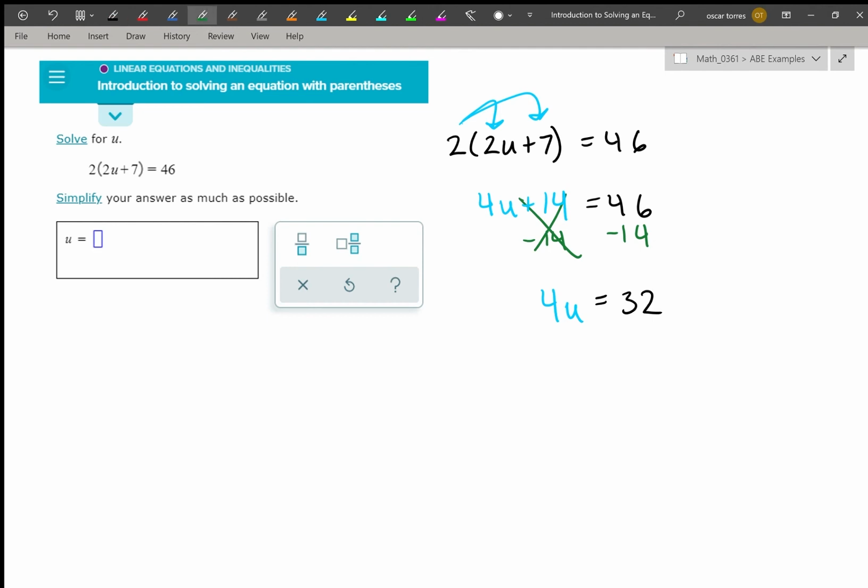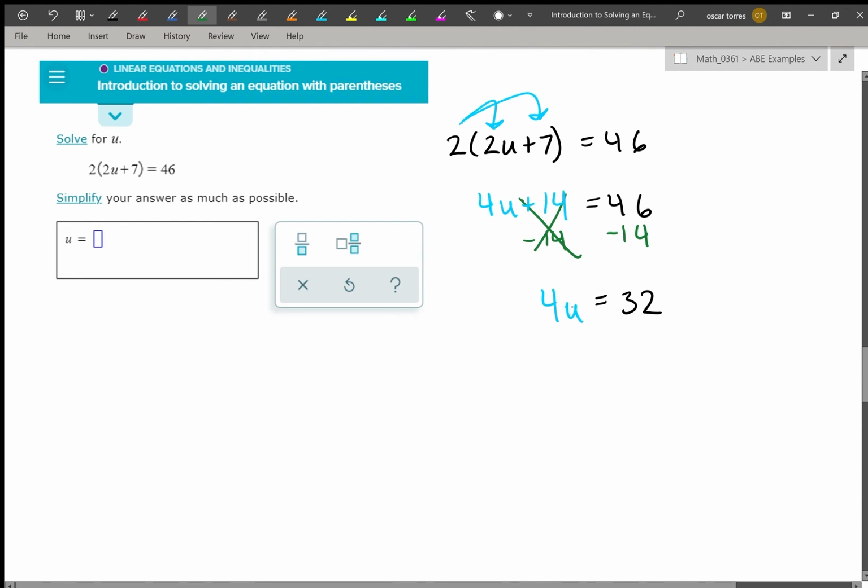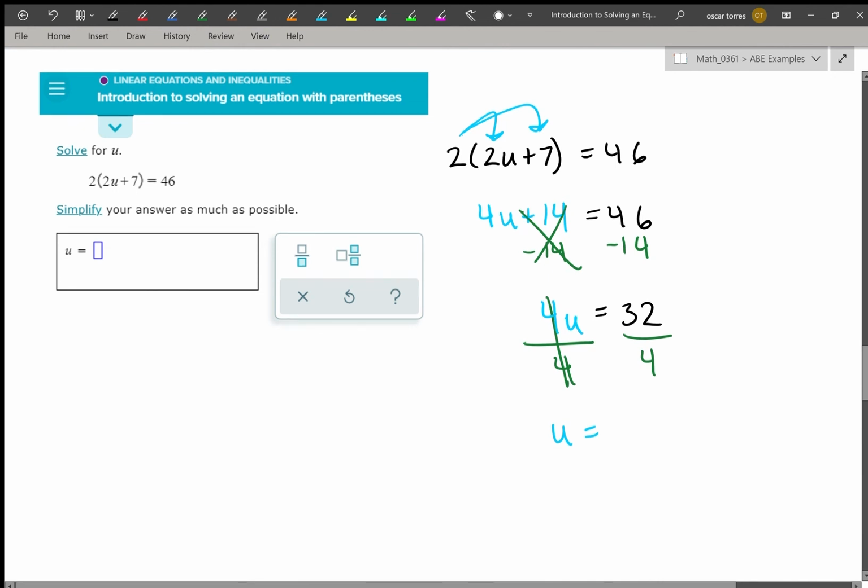We're still trying to get the u by itself. So what's going on between the u and the 4? Oh, they're being multiplied, even though there's no multiplication symbol between them. So if u is being multiplied by 4, we get rid of the 4 by dividing by 4. What we do to one side of the equation, we do to the other side. So we divide 32 by 4 as well. On the left-hand side, the 4's cancel out, and it leaves us with a u. On the right-hand side, we have 32 divided by 4, and 32 divided by 4 is 8. So we end up with u equals 8 as our final answer.